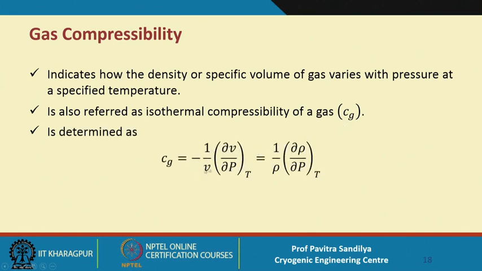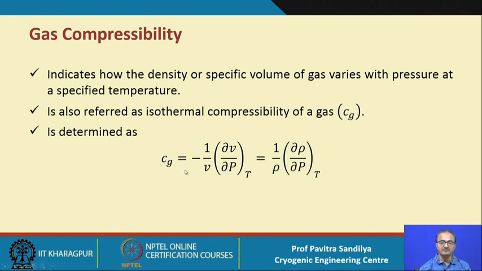It is given by a notation called Cg, C for compressibility and g for gas, and it is defined like this: Cg equals minus 1 by V, dou V by dou P at a constant temperature, and this V is the specific volume, which is nothing but the reciprocal of the density.